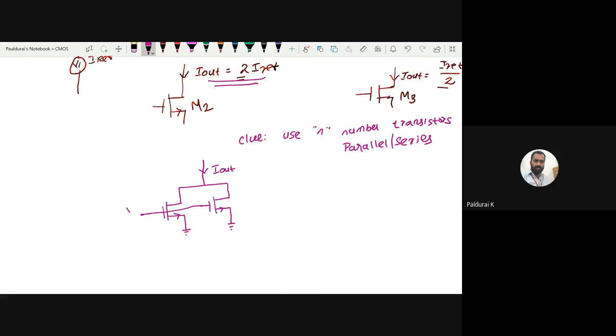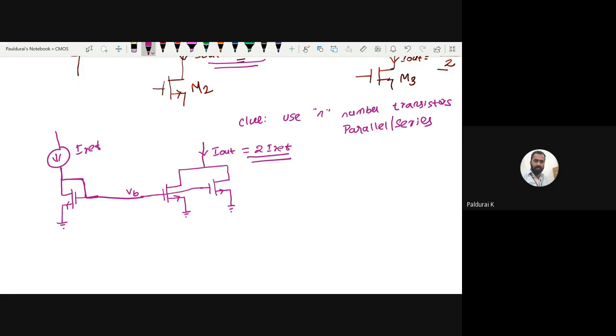Now I am going to give a VB here. So this biasing voltage has to be given. I want to generate 2 times I reference. That is my A. So here I have some I reference from the golden current source. Now what am I going to do, as usual? Take one diode connected device. I am injecting a current into the diode connected device. It generates a voltage. Now I am giving this voltage as the feedback voltage. Now will it give 2 times I reference? This configuration, let me call this M1.